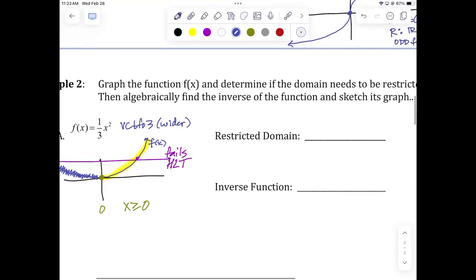Okay, so let's go ahead and write the restricted domain over here. We're just going to say x is greater than or equal to 0. If you want to put it in domain form, we'll say that the domain of f is now restricted to the set of all x such that x is greater than or equal to 0.